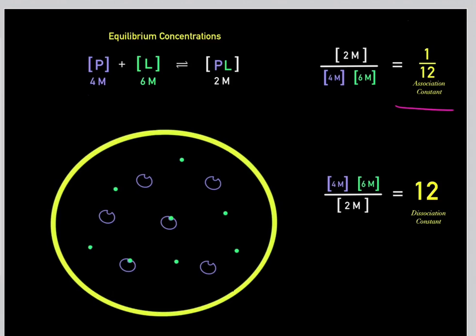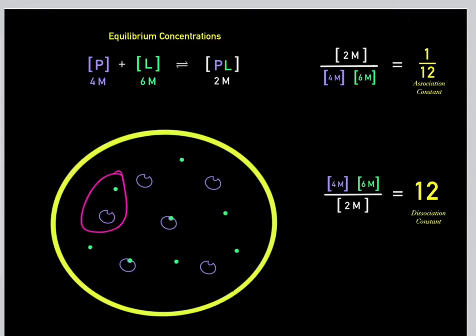But again, both these constants tell us the exact same information. They tell us when this reaction reaches equilibrium, they tell us about the relative amount of protein-ligand complex to free protein and free ligand. And what's important to realize is that the lower the association constant, the higher the dissociation constant, the lower the affinity that this ligand has for this protein.